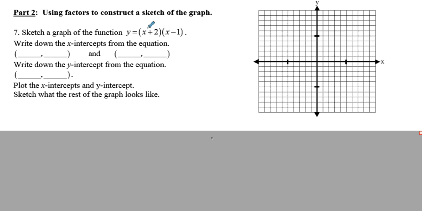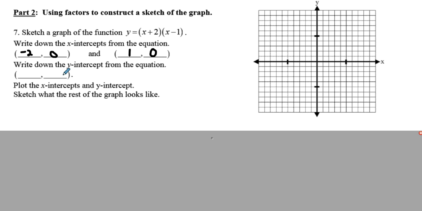So here, x plus 2, by setting that equal to 0, x would equal negative 2. So we would have an x-intercept at negative 2, 0. And by taking our other factor and setting equal to 0, that would give us an answer of x equaling 1. Our other x-intercept would be at 1, 0. From there, we could plot those points.